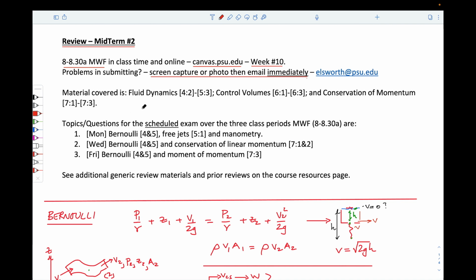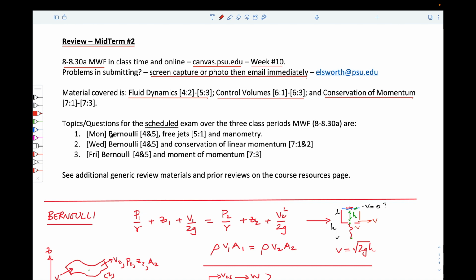The material covered is in the second stage of the class. We cover fluid dynamics, which is Bernoulli equation for weeks 4 and 5, except for the acceleration part as 4.1. We talk about control volumes for conservation of mass. We talk about conservation of momentum in week 7, and that's it. Individually, the 3 questions on the Monday, Wednesday, and Friday.